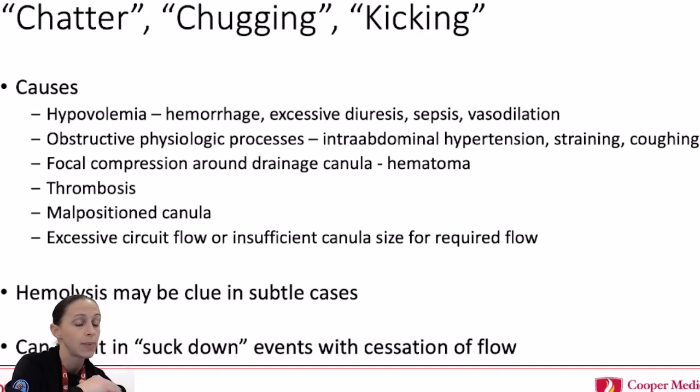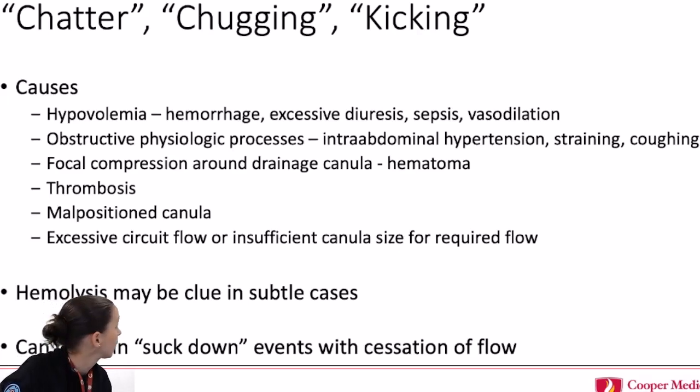Malposition we kind of talked about, and then what Chris Fox brought up, if you've got really high flow and really high RPMs, that can create really an excessive negative pressure and cause these suck down events to happen. And that's where we might end up putting in a second drainage cannula. That's rarely been required, but we have had to do that.